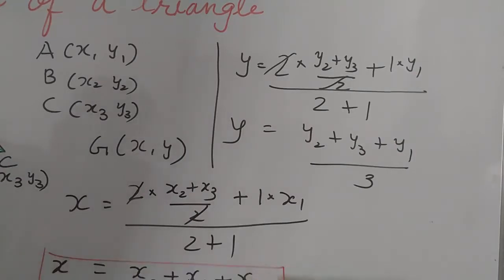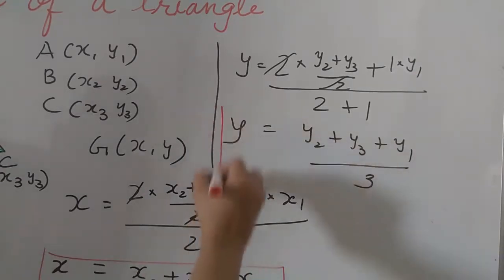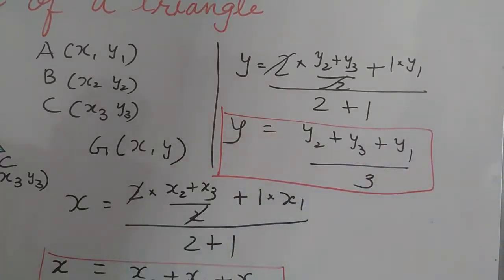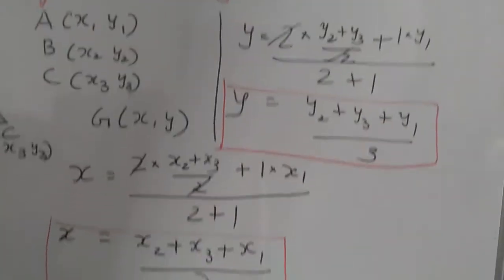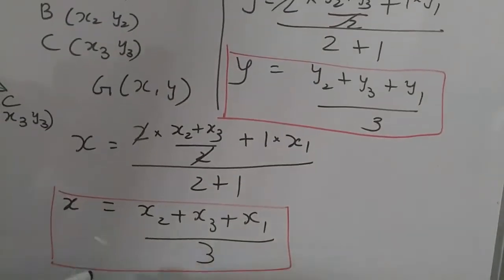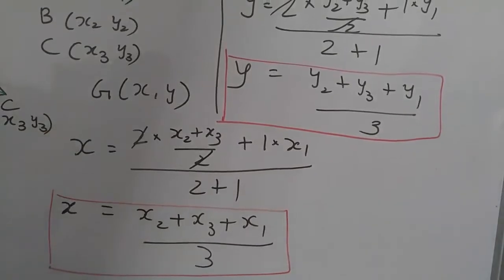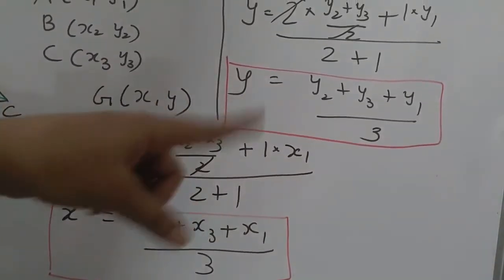So the x coordinate and y coordinate we have already derived here. You have to remember this, students, whenever a centroid question comes, that in a triangle you have to find the coordinates of the centroid. So you have to use this formula, x and y coordinates, that is (x1 plus x2 plus x3) by 3, and (y1 plus y2 plus y3) by 3.